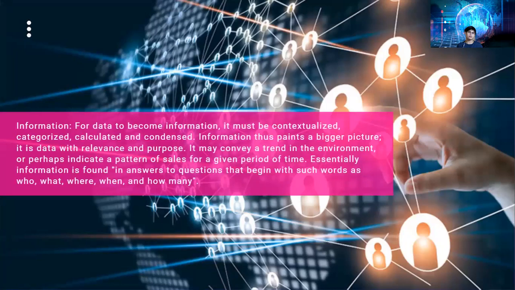Next, information. For data to become information, it must be contextualized. So if you take those nuggets of data and contextualize them, then that is the information. It's already categorized, calculated and condensed. So information paints a bigger picture. It is data with relevance and purpose. It may convey a trend in the environment or perhaps indicate a pattern of sales for a given period of time. Essentially, information is found in answers to questions that begin with such words as who, what, where, when, and how many. So again, when the data is contextualized and categorized, it is called information. Information paints a bigger picture.